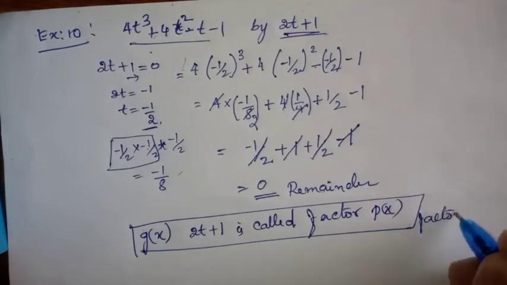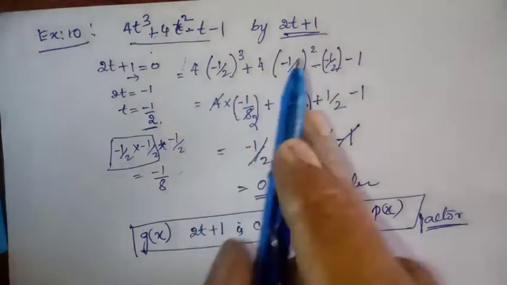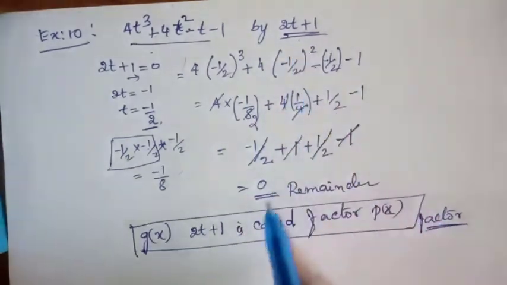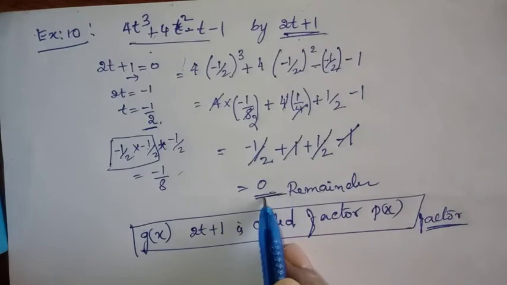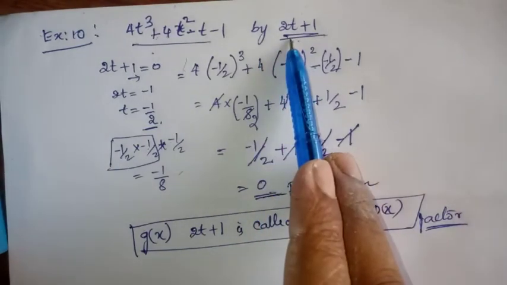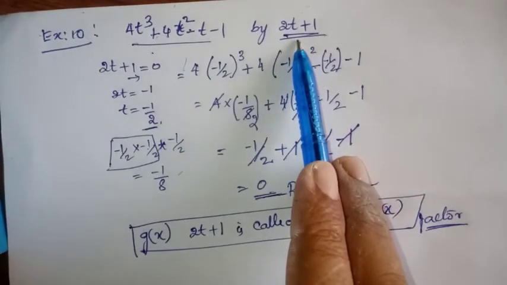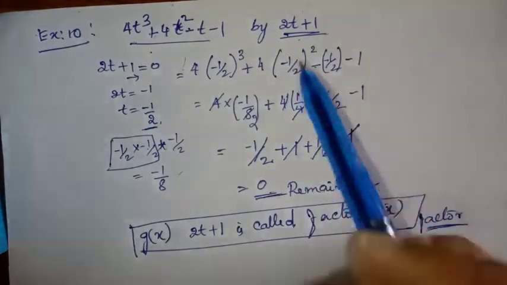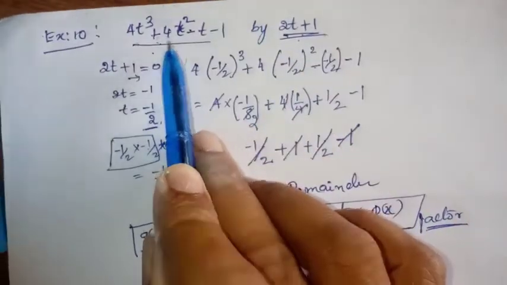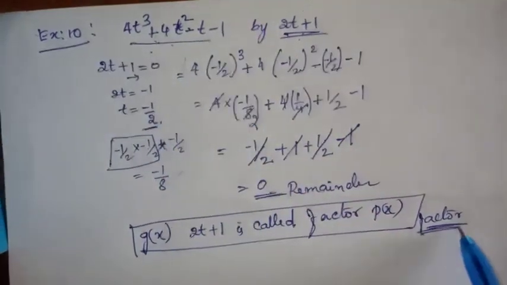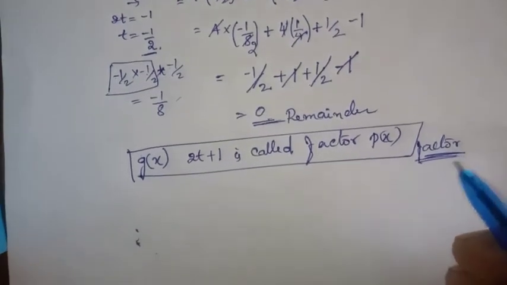Okay, when do we call the given divisor a factor? If the value of the polynomial is equal to 0, then the given divisor is called a factor of the polynomial. If this one is the factor of the polynomial, then we say that it's so by the factor theorem. Then what do you mean by factor theorem?